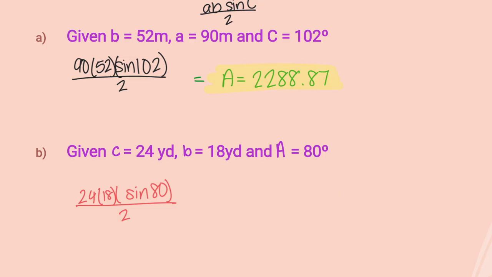Go ahead and plug it into your calculator. I'm just going to write it up here. I have B, or you can do it as C times B sine A, and I'm still dividing it by 2. All right, if you plugged it in correctly, your area should have been 212.72. That's my area, and that's what you should have had.